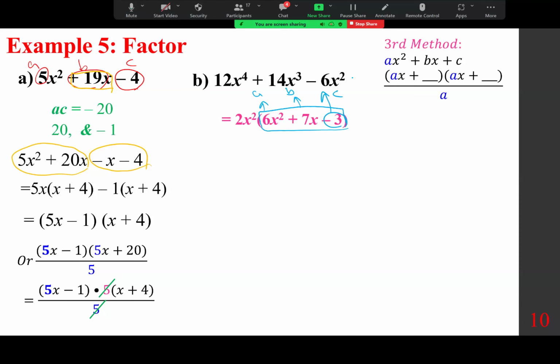C, negative 3. So the product AC is negative 18. We want two numbers. The product is AC, which is negative 18, and the sum is B, which is positive 7. The answer, negative 2 and positive 9. So we are going to cut the 7x into two pieces, minus 2x plus 9x, if we were to do it by grouping.